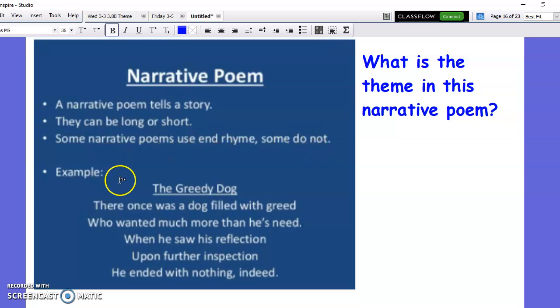For example, this one is The Greedy Dog. There once was a dog filled with greed, who wanted much more than his need. When he saw his reflection upon further inspection, he ended with nothing indeed. What is the theme in this narrative poem? We read this story, not in poem form, but in story form last week.